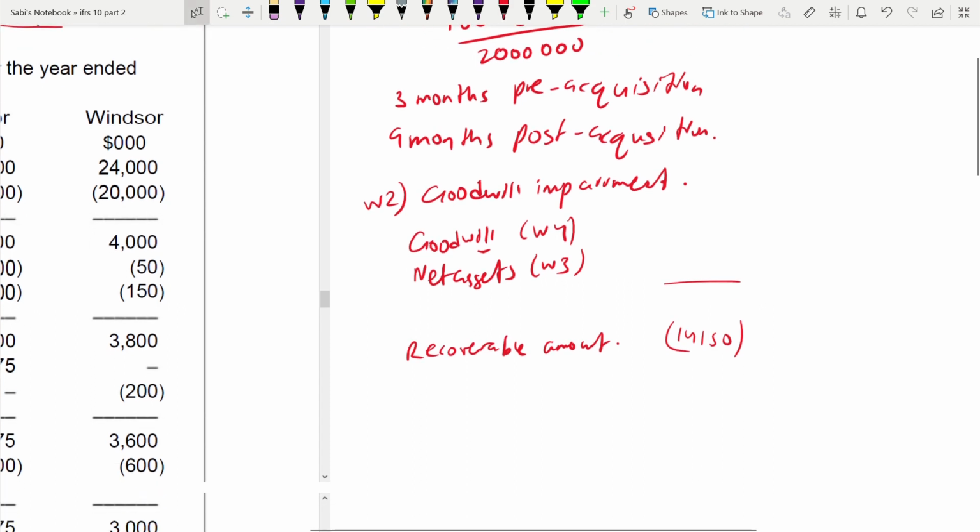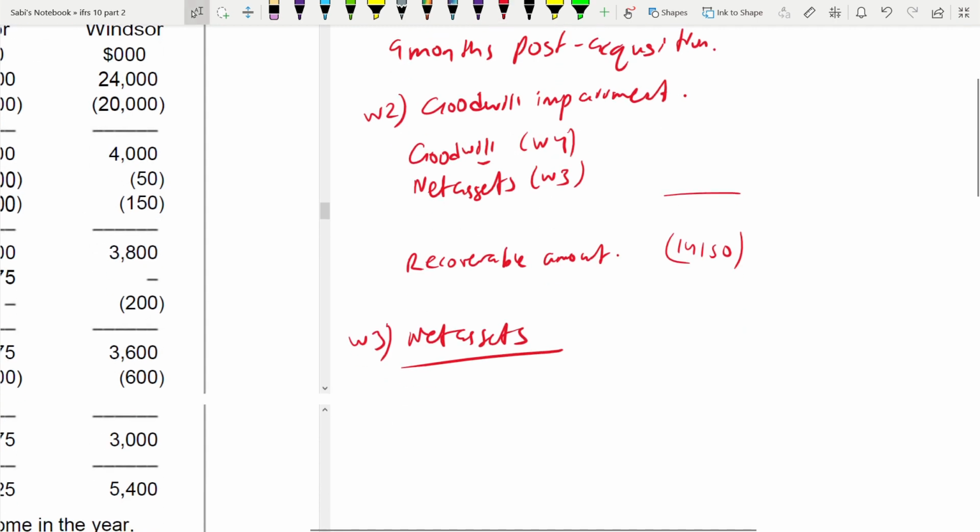So working 3 is what? Net asset of the subsidiary. That's what we are finding out. Always prepare 2 columns. It's easier to work like this: acquisition date and reporting date. Follow this order in any SBR question. If you follow this method, you will never go wrong. This is a good way to stay on track.